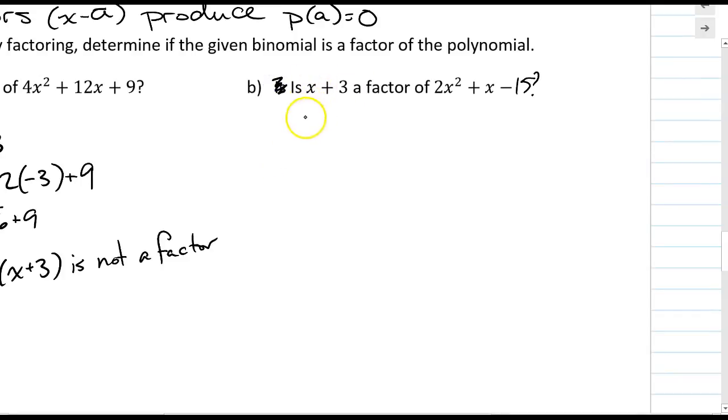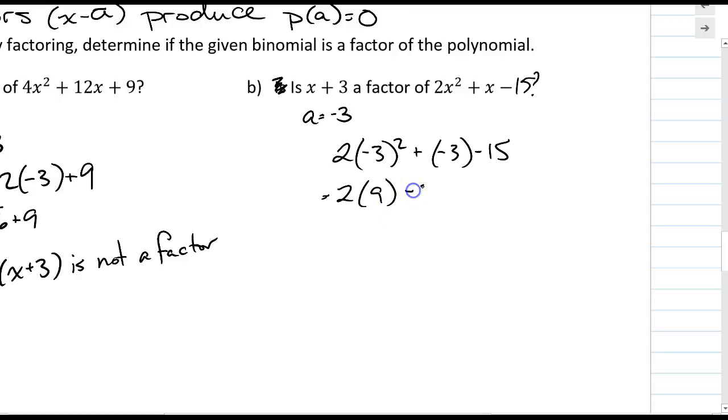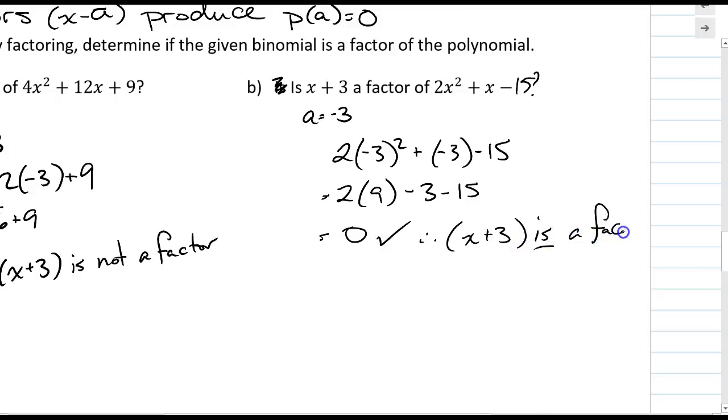Again, we're dealing with x plus 3, so a is going to be equal to negative 3. And we plug and chug. 2 times negative 3 squared plus negative 3 minus 15. Well, that's 2 times 9 minus 3 minus 15. So that's 18 minus 18 equals 0. Therefore, x plus 3 is a factor of 2x squared plus x minus 15.